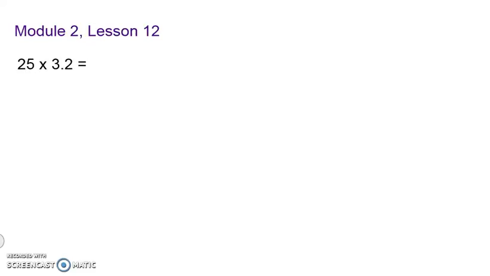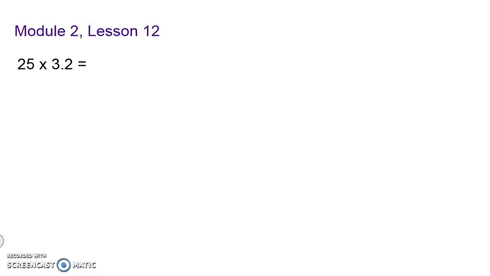In Module 2, Lesson 12, we're going to practice more of the same. I'm going to show you two examples, one using an area model to multiply multi-digit numbers by decimals, and the next problem I'm going to use just the standard algorithm to review how to multiply multi-digit numbers with decimals.